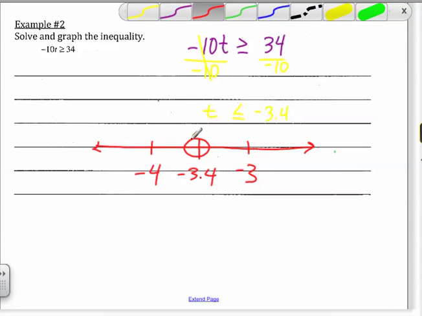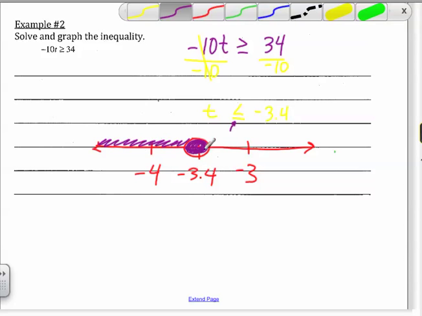And now I need to do some shading, right? Ethan, help me shade this thing. Should I shade to the left or to the right? To the left, because it's less than. Okay, there we go. Good. Should I color in the circle, Alex? Yes, I should, because it does say equal to. Good. So there, all the things that are shaded could be plugged into that inequality, and it would work.